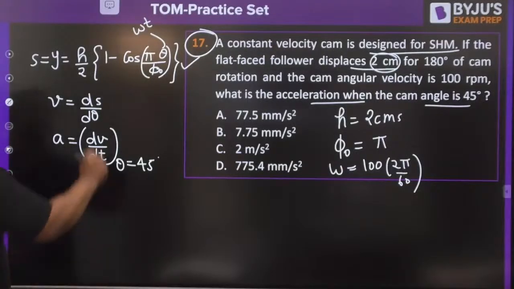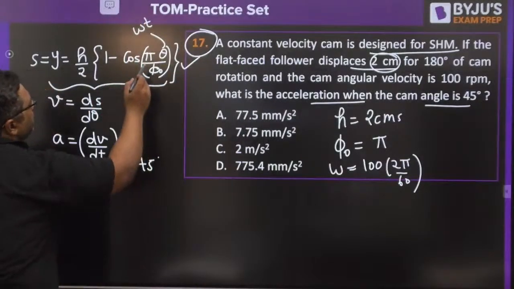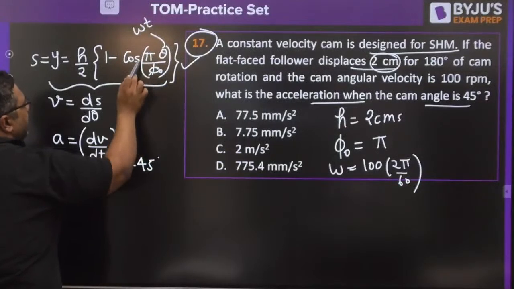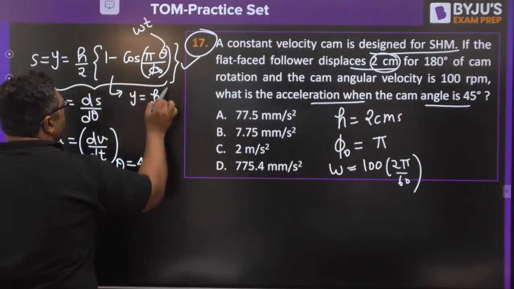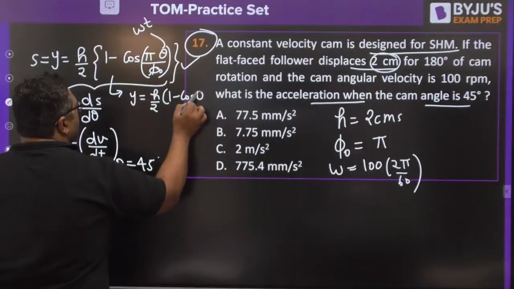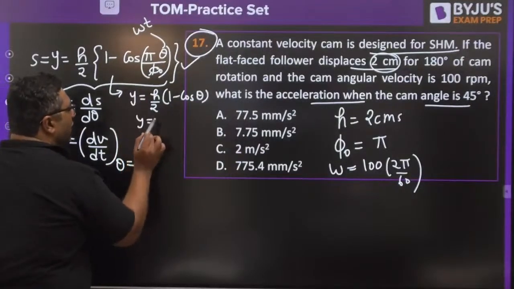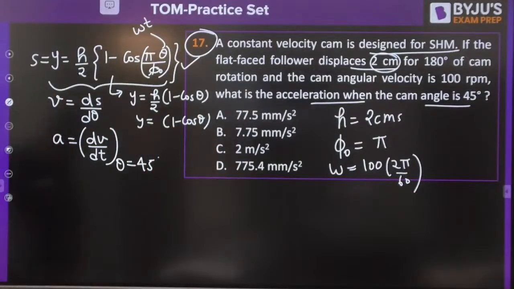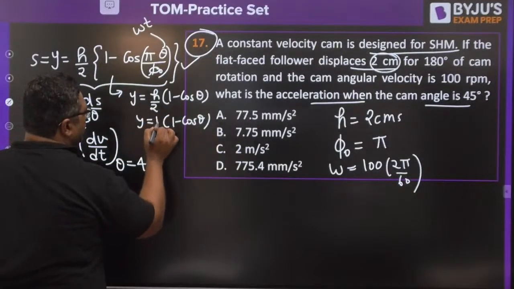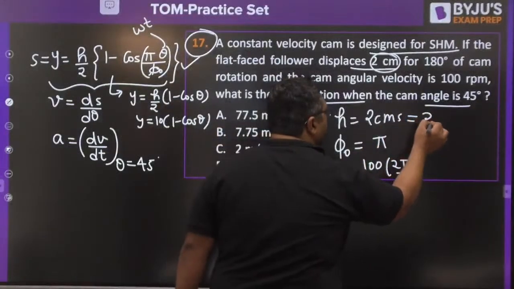You can also keep it in terms of theta. If you don't want to go into omega t, you know that phi naught is pi, so pi will get cancelled out. In short, the equation will be y equals h by 2 into 1 minus cos theta. This is the short form of the equation. Even if you put the value of h, y will come out to be 1 minus cos theta. But it is given in centimeters, so it will be 10 actually, because 2 centimeter means 20 mm.